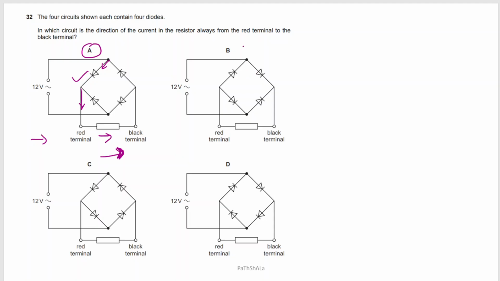Let's see why B is not the correct answer. So the current starts to flow from here. Now it cannot go here. So current will go this side. Then it cannot go here. So this is the path of the current, this, then this. So it is black to red. In this case, current cannot go this side, so it will go this side. Then it will go out. So it is not going from any of the terminals. In D case, the current will go from this side, then from this side, and it will keep on moving here.